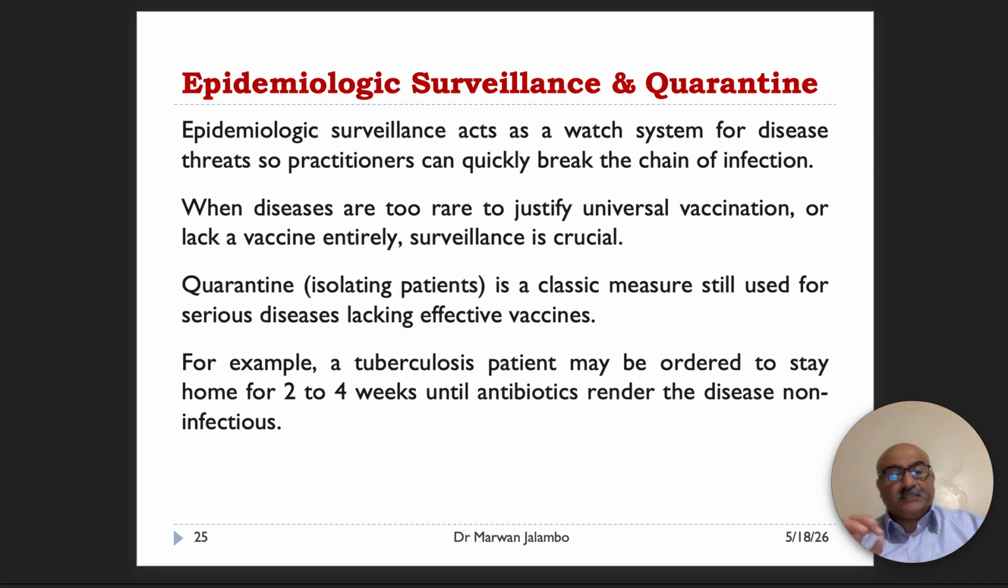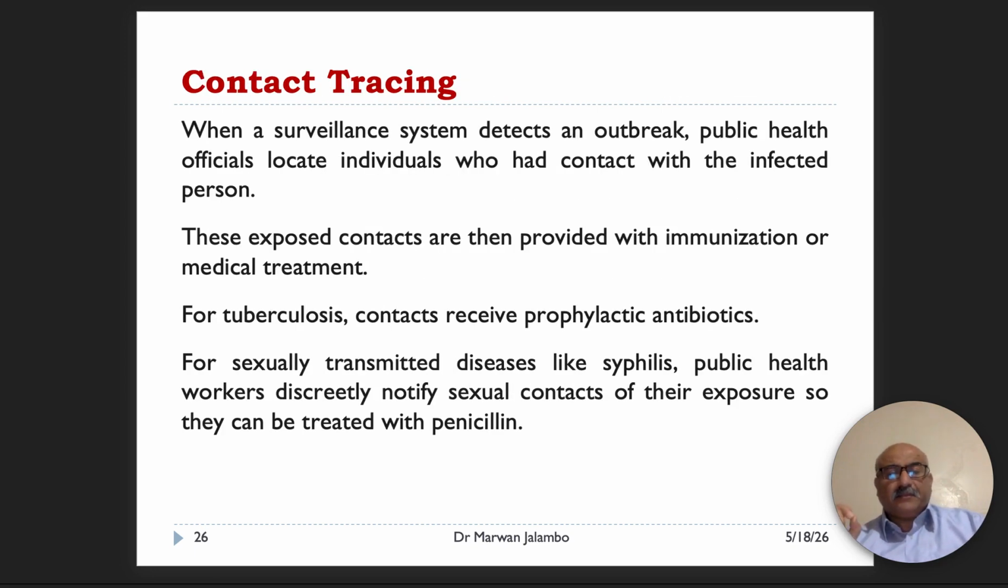Accompanying quarantine is the process of contact tracing. Contact tracing is the public health response of locating people who have had contact with the infected individual. For tuberculosis, we locate exposed people and give them prophylactic doses of antibiotics. This is also routinely used for sexually transmitted diseases like syphilis.